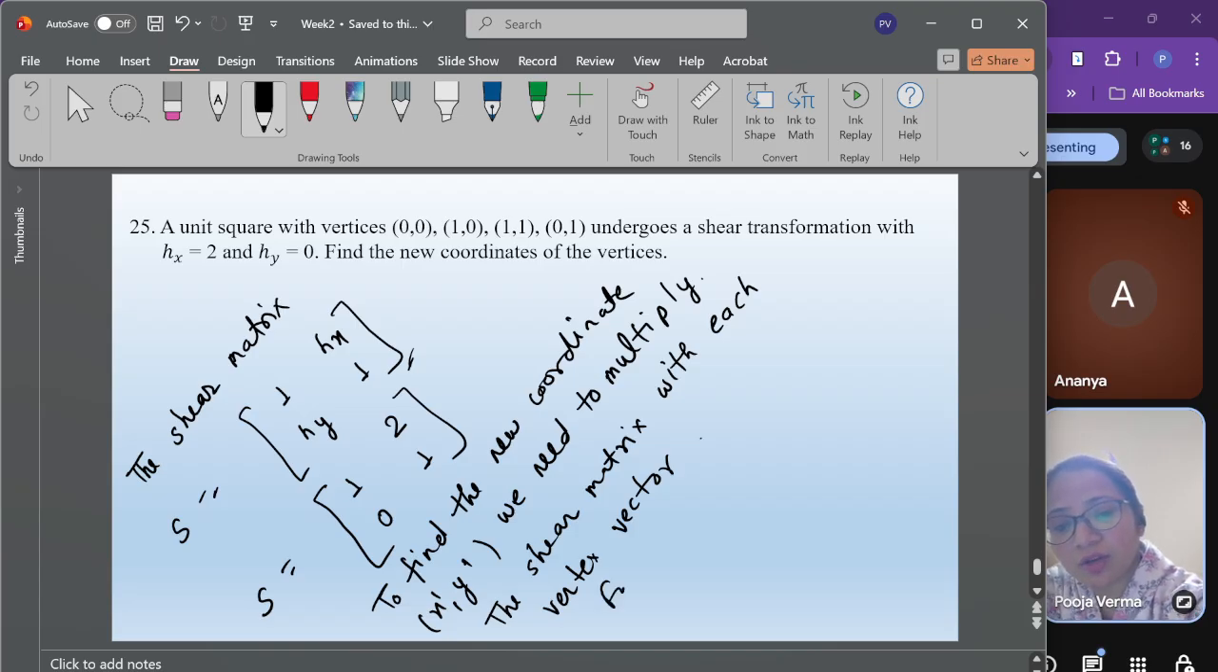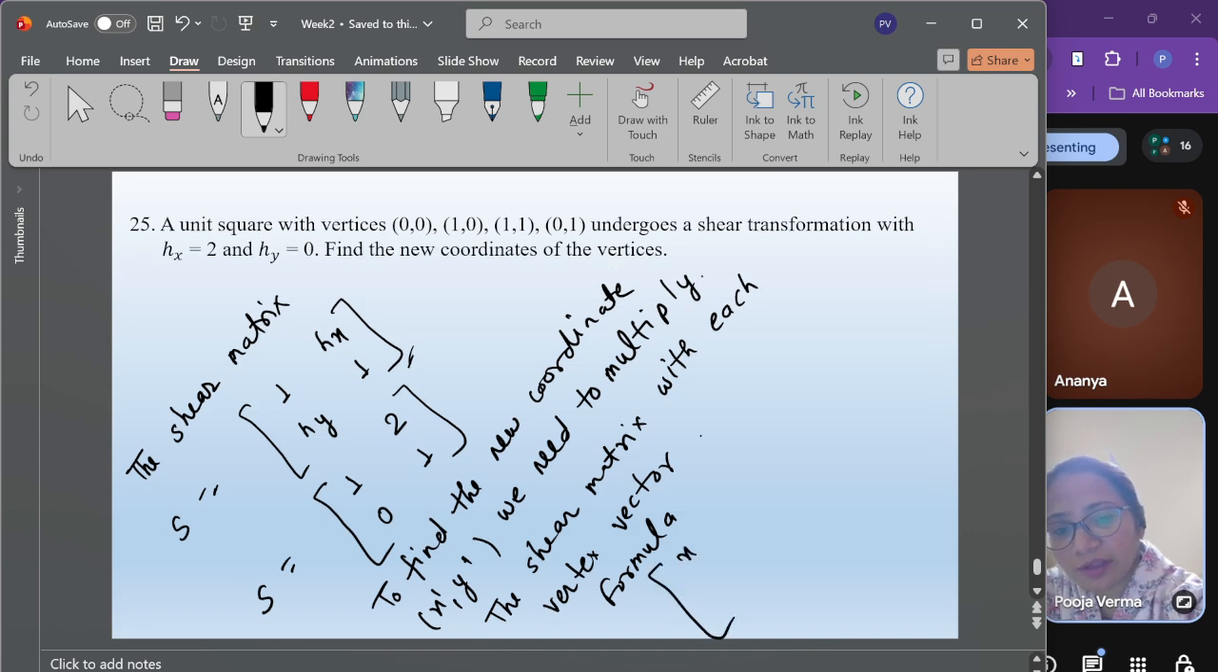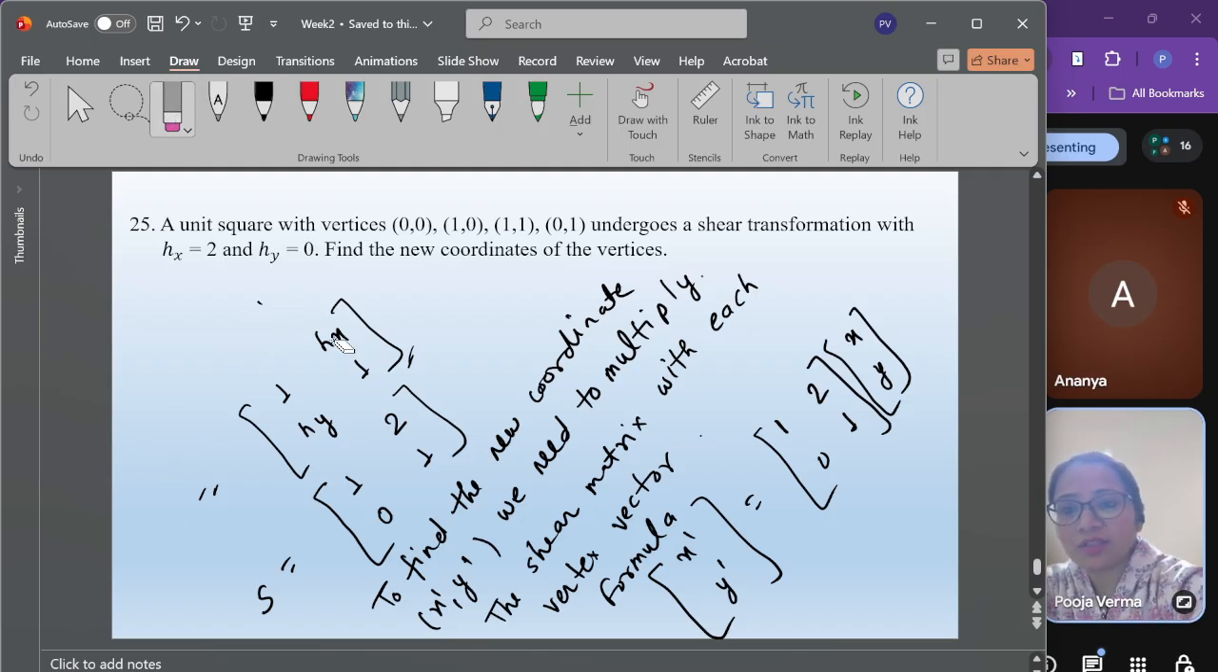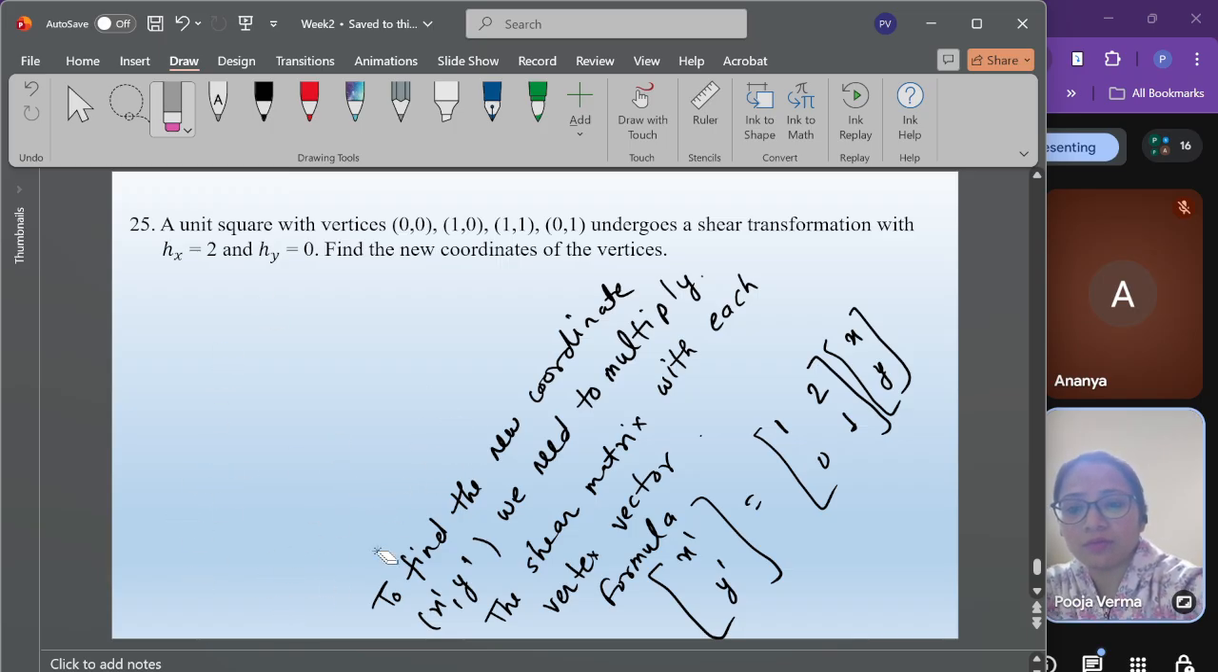So the formula will be x dash, y dash equals the matrix 1 2 0 1 times the original coordinates, the unit square coordinates. So we need to find all the coordinates, so just multiply with each coordinate. Okay, so I'm just removing it from here. I hope all of you have noted this down.